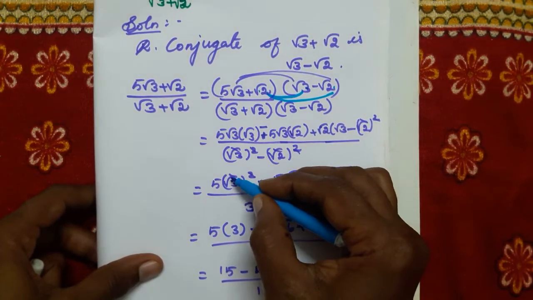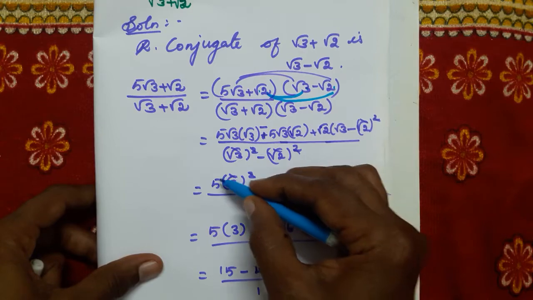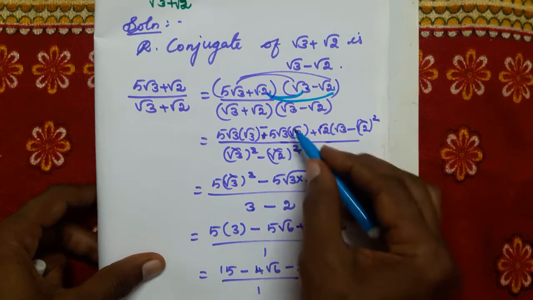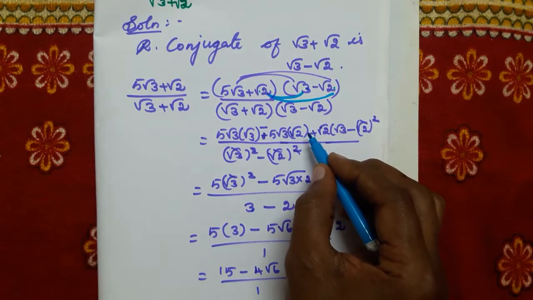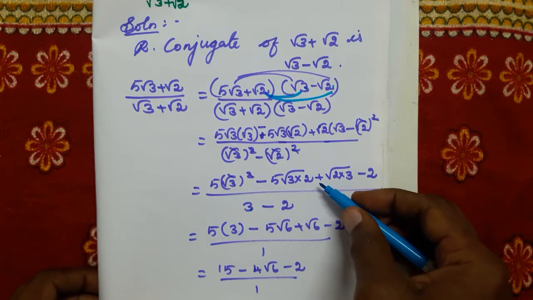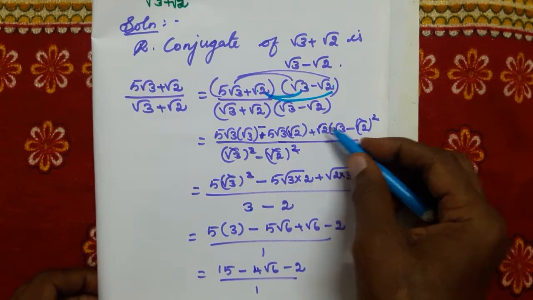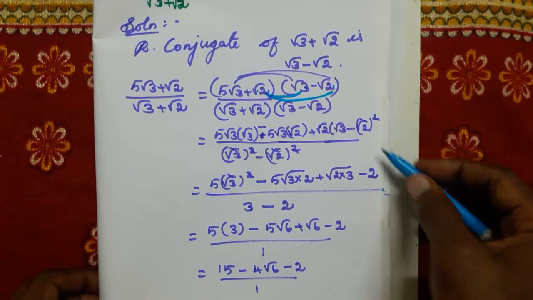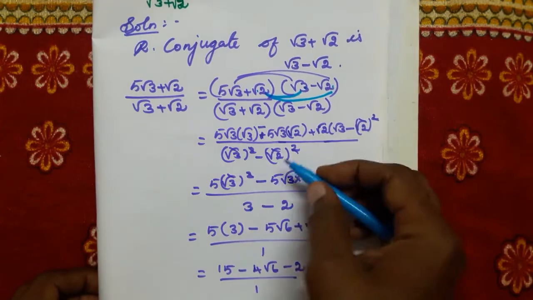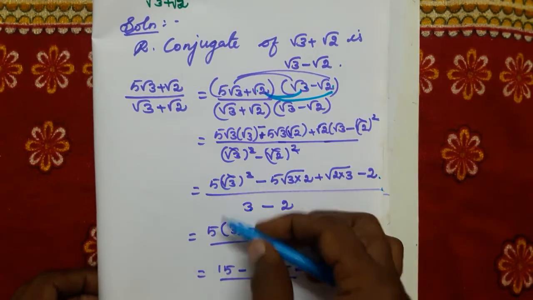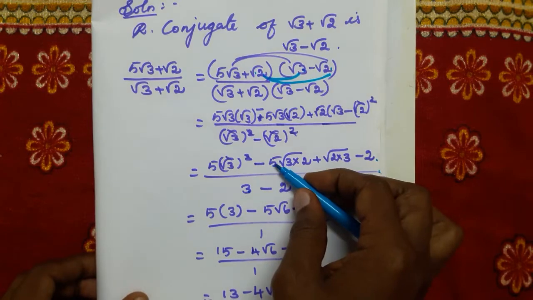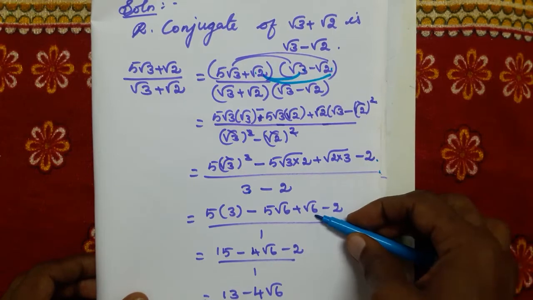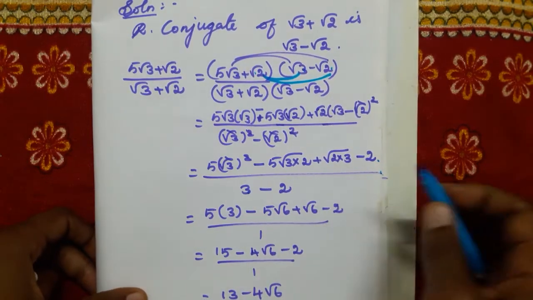Next, 5 into root 3 the whole square means 3. 5 into 3 is equal to 15. 5 into 3 minus 5 into root 3 into root 2 means root 3 into 2. Next, root 2 into root 3 means root of 2 into 3 minus root 2 the whole square is 2, divided by 3 minus 2. So, 5 into 3 minus 5 root 6 plus root 6 minus 2 by 3 minus 2.